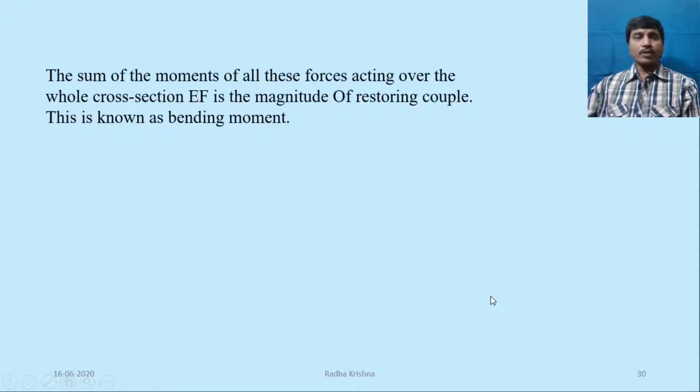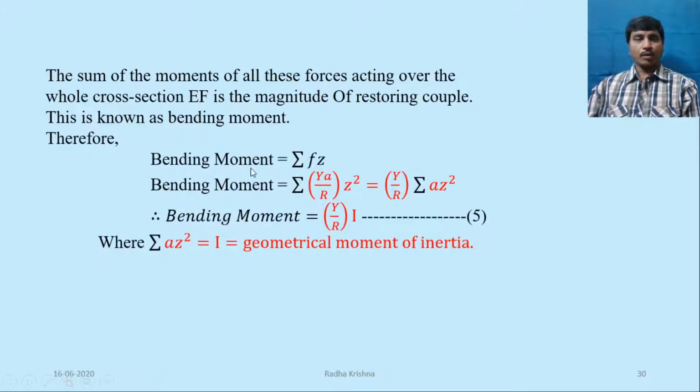The sum of the moments of all these forces acting over the whole cross section EF is the magnitude of the restoring couple. This is known as bending moment. Therefore, bending moment is equal to sigma Fz, that is equal to sigma Ya by R into Z square, that is equal to Y by R into sigma aZ square. Therefore, bending moment is equal to Y by R into I, that is equation 5, where I is equal to sigma aZ square, called the geometrical moment of inertia of the beam.